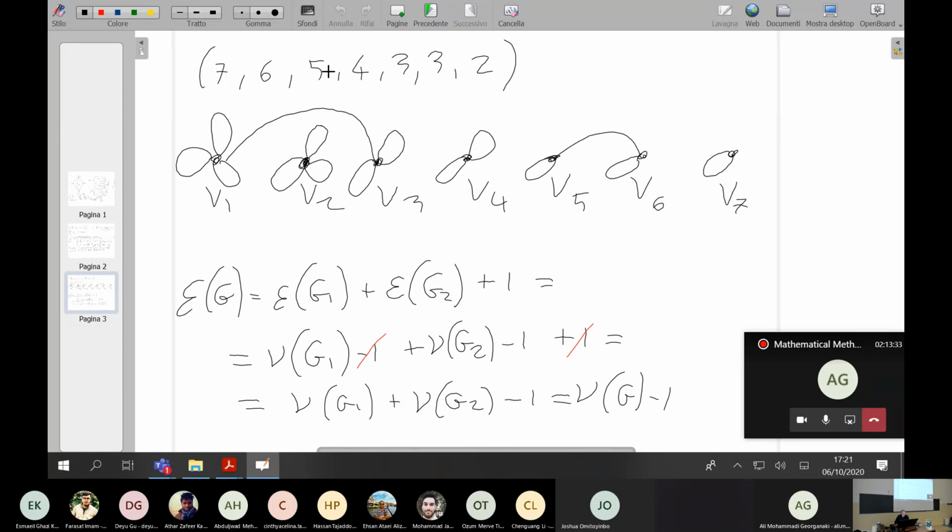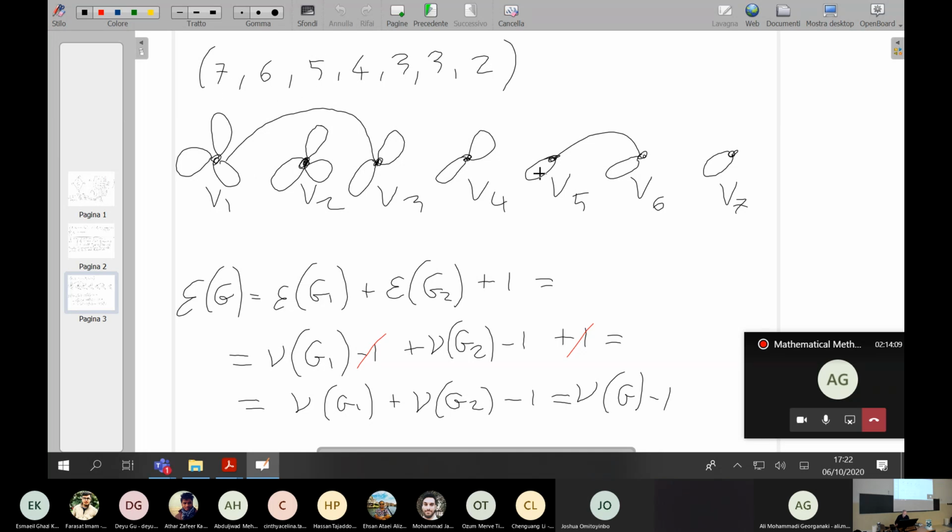5 is odd, 5 minus 1 is even. Divided by 2 is 2, 2 loops. 4, 2 loops. 3, 3 minus 1, 1 loop. 3, 3 minus 1, 1 loop. 2, I just divide by 2, 1 loop. But if I do not put this, I'm left here with degree 6 and here with degree 4. And that's why I put an edge between this and this. And so I reach 7 on one side and 5 on the other side.